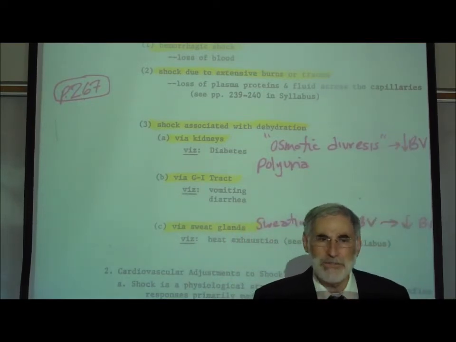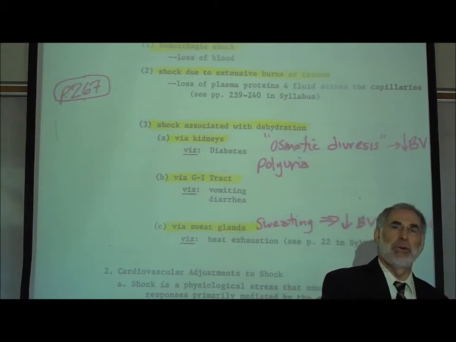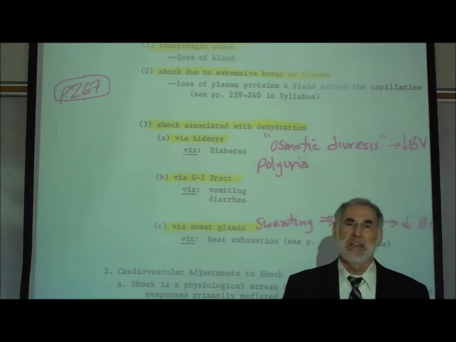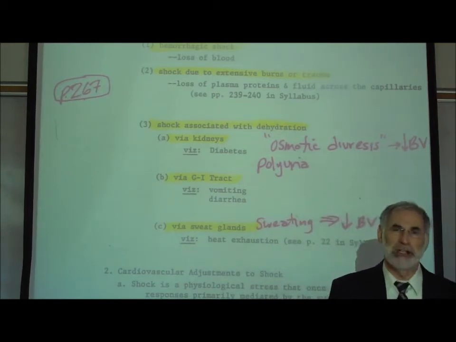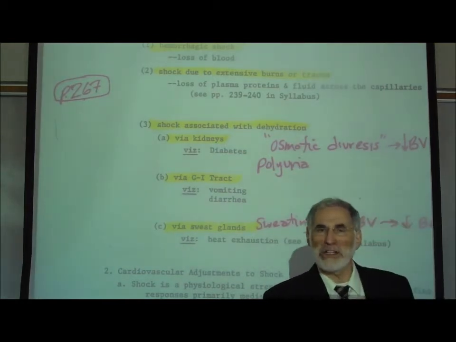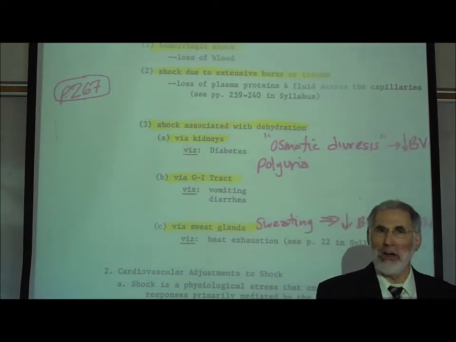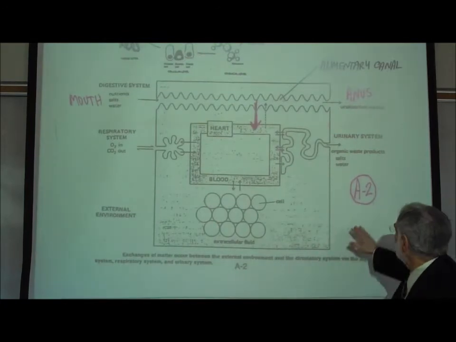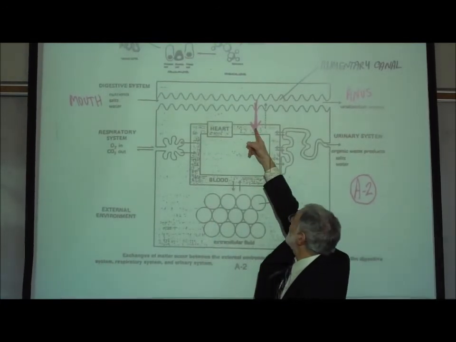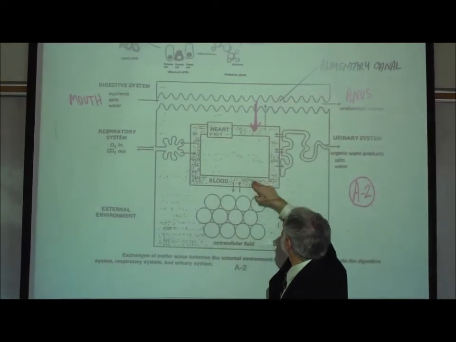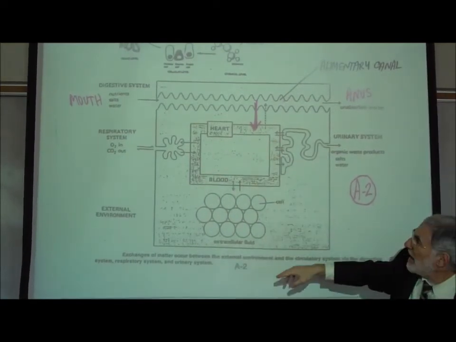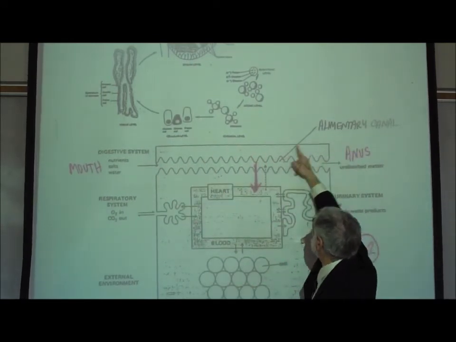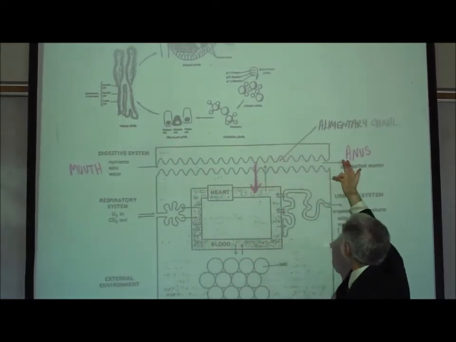Now, the question is, if somebody is losing fluid by vomiting or having diarrhea, where's all this fluid coming from? And the answer is it's actually coming out of the bloodstream. We actually learned this a long time ago if we were to look way back on page A2. We saw that if this represents the bloodstream and the cardiovascular system, here is the alimentary canal, the mouth end and the anus end.